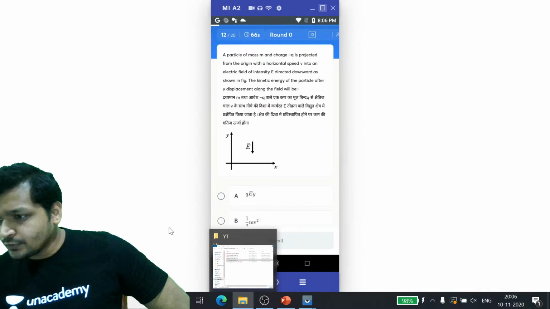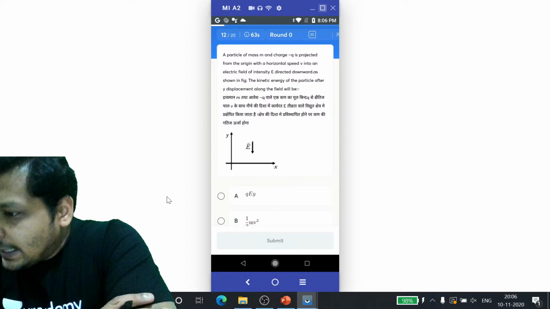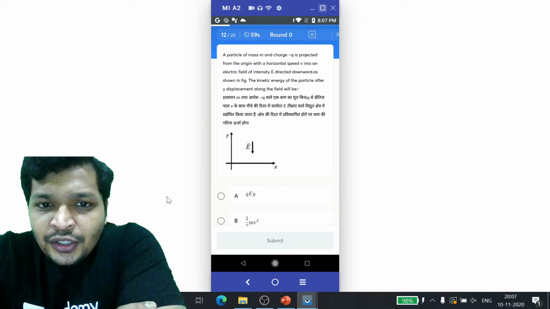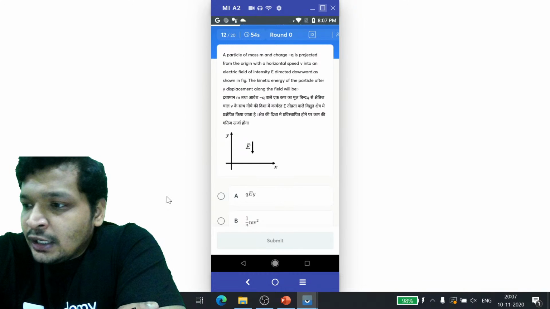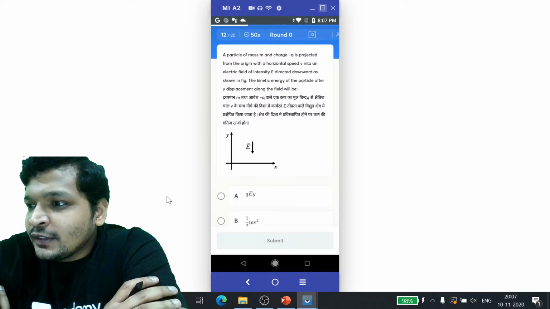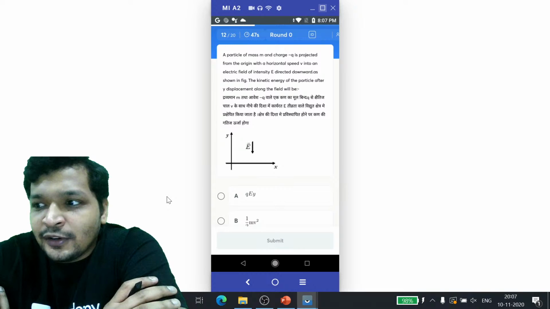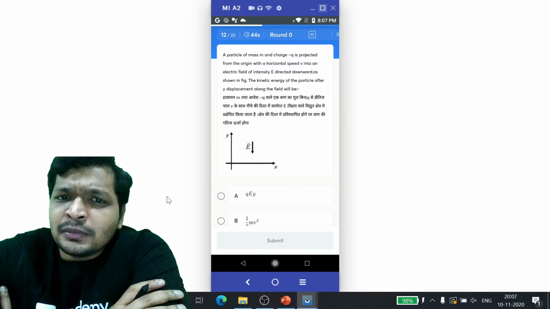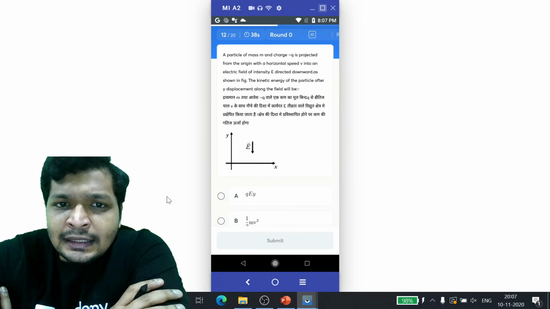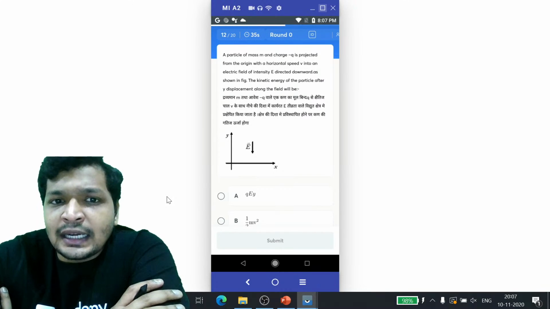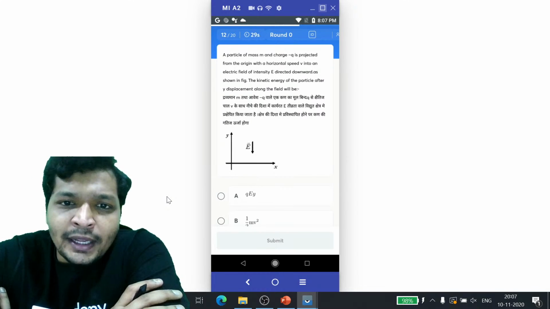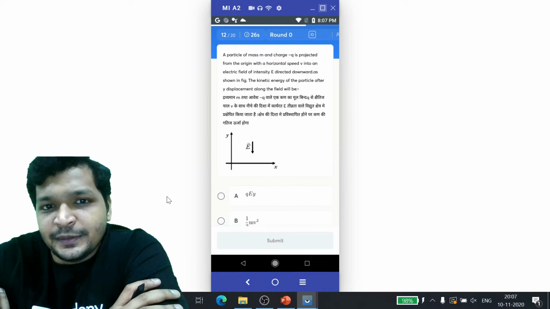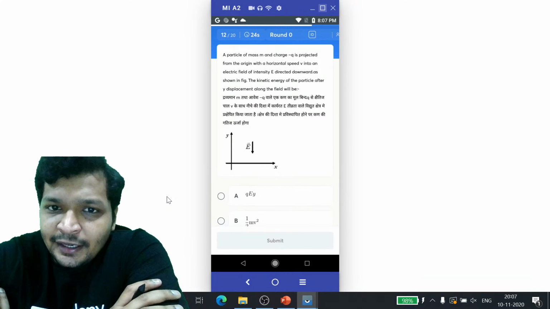A particle of mass m and charge minus q is projected from the origin with a horizontal speed v in an electric field of intensity E directed as shown in the figure. The kinetic energy of the particle after y displacement is how much? Think about it carefully. Guys, a temporary blankout you must have seen. It is because I'm just trying to clear the memory for your video.